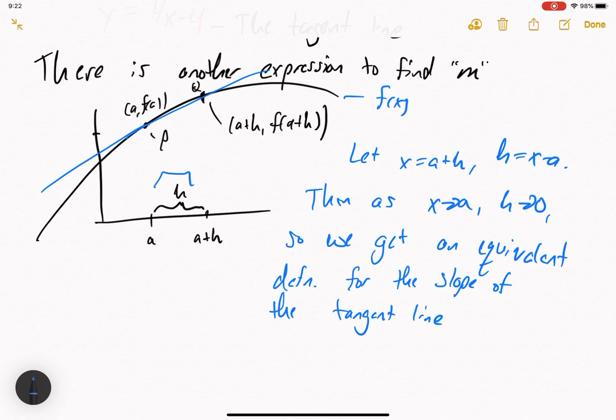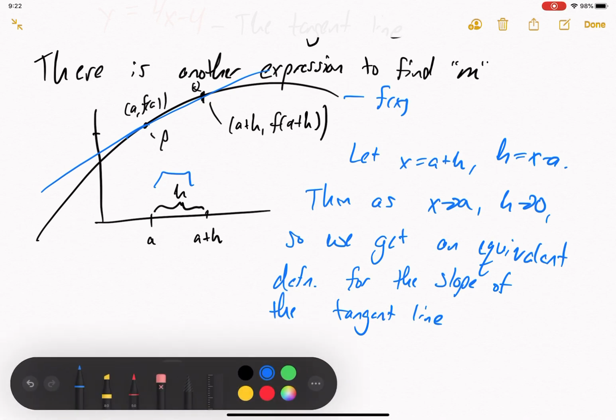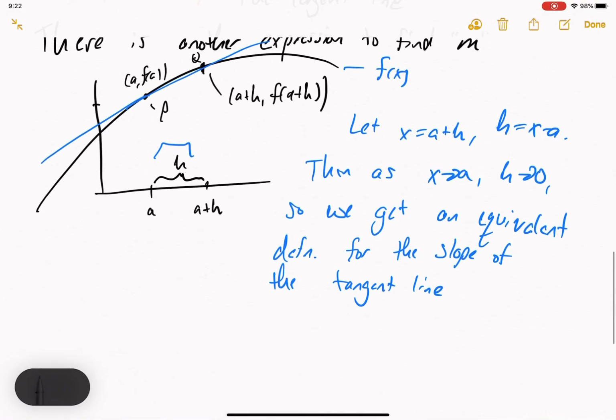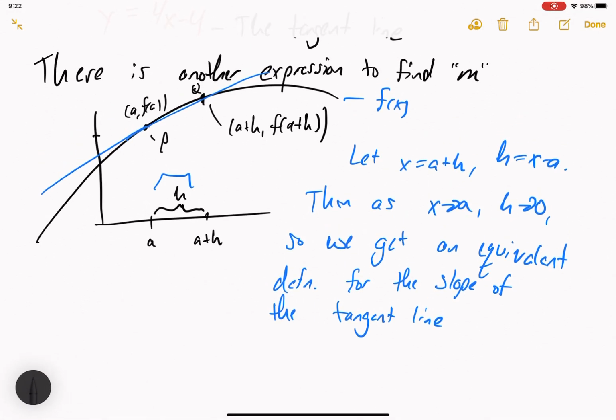So that's just a bunch of fancy words, but basically this is another way to set up a definition for the slope of the tangent line. It may be useful in some settings, but it's not that it's more useful per se. I like to use this one a bit more, but it's up to your preference.